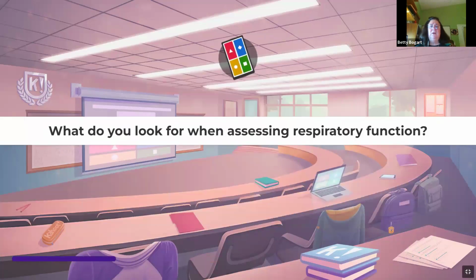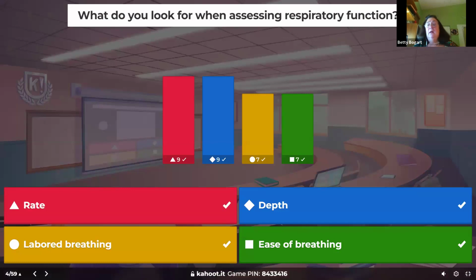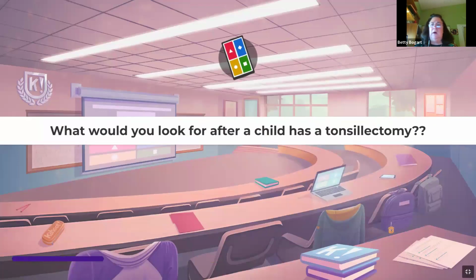Another multi. What do you look for when assessing respiratory function? Everything. You want to look, you want to see how are they breathing? Are they labored? The depth, the ease, the retractions, in infants nasal flaring. Are they grunting? What's going on? You can tell really quick if a kid's not breathing well.